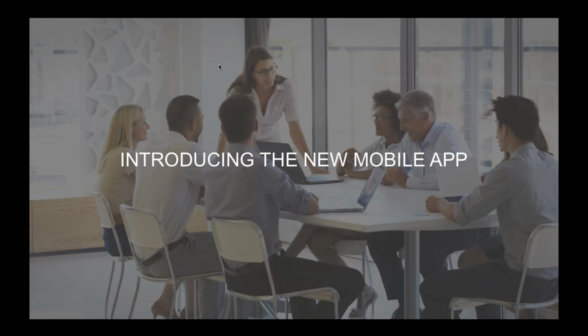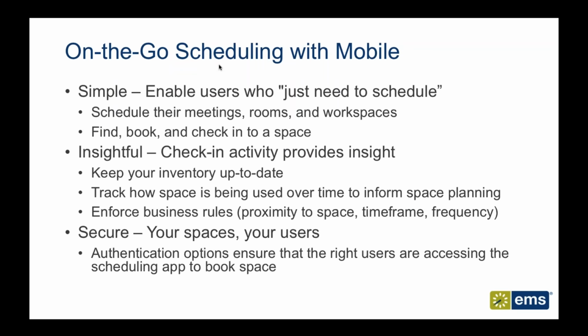On-the-go scheduling with mobile. When we put together the new mobile application, we focused it really around three core areas. We wanted to make sure it was simple, it was insightful, and it was secure. On the simple side of the house, we wanted to enable those everyday users who just wanted to quickly find a place to work. So it's a very elegant user interface that's designed really focused around the end user. They can schedule their meetings, their rooms, their workspaces, and find those places and be able to check into those places.